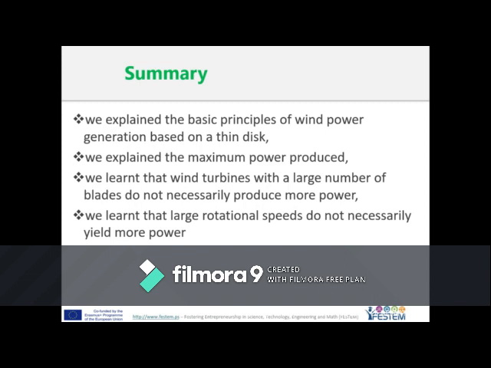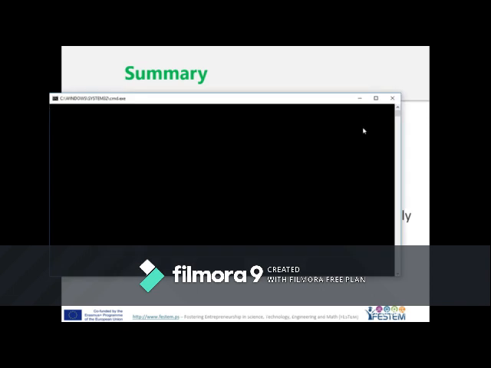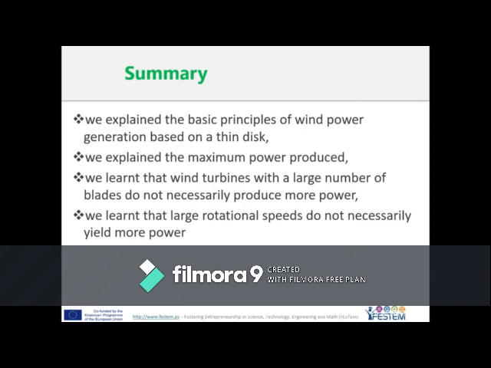We summarize the last lecture. We explained the basic principles of wind power generation based on a thin disk. We explained the maximum power produced. We learned that wind turbines with a large number of blades do not necessarily produce more power. We said basically two or three blades are more suitable than numerous blades.